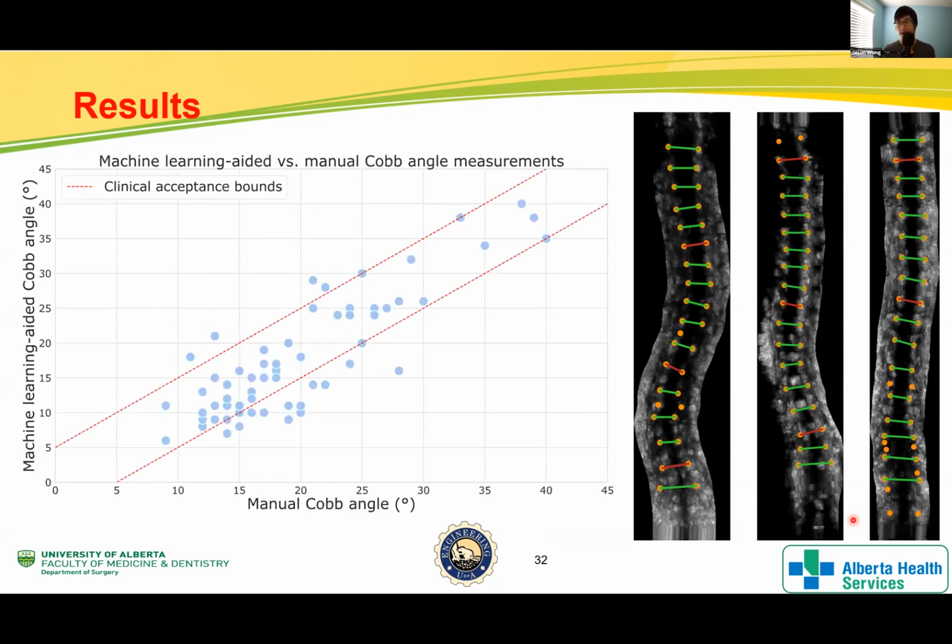And then here's a scatter plot just to visualize the results a bit. Basically, these red lines are the clinical acceptance bounds, so we really want our blue dots to be within those bounds.